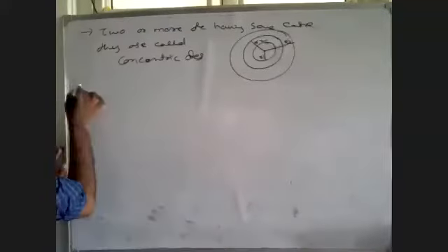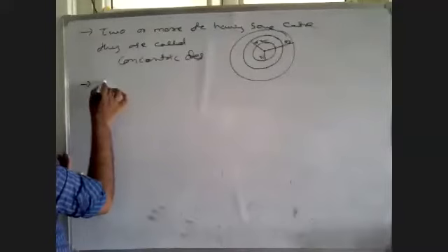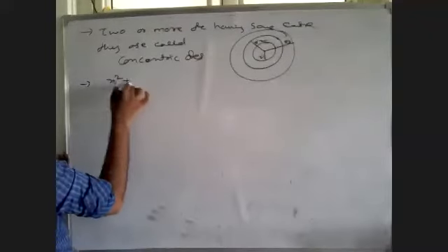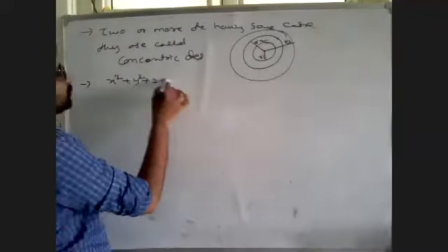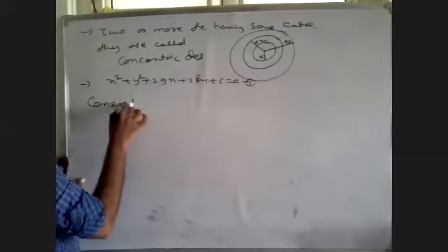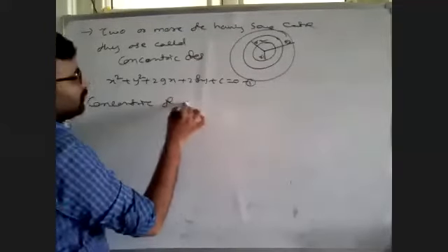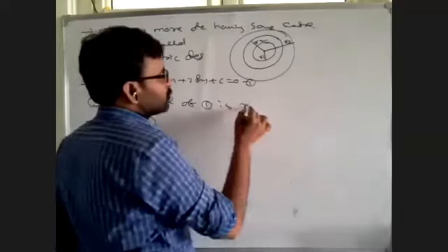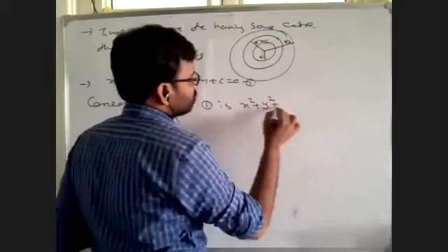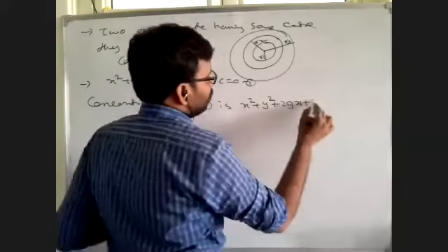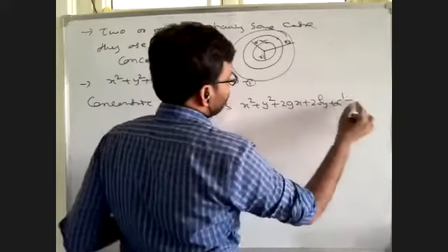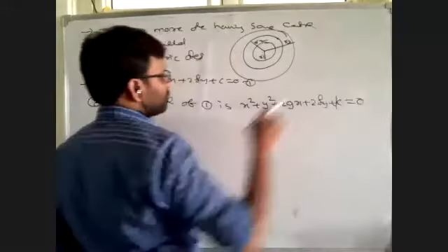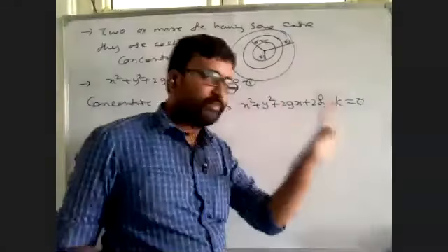Suppose x square plus y square plus 2gx plus 2fy plus c is equal to 0 is one circle, then the concentric circle for this is x square plus y square plus 2gx plus 2fy plus c dash is equal to 0, or you can write k or whatever it is, some different constant. Only c will be changed.